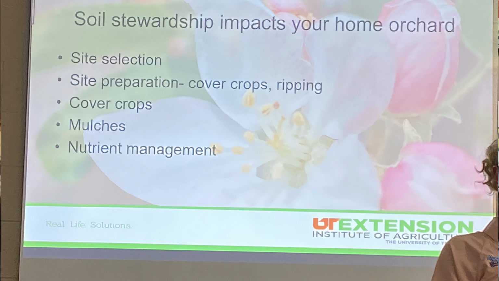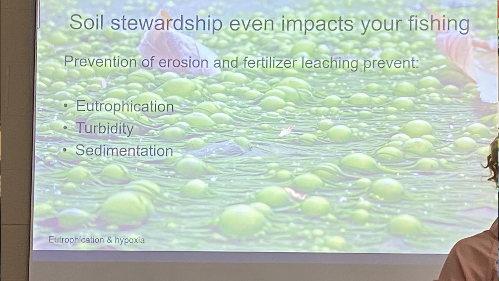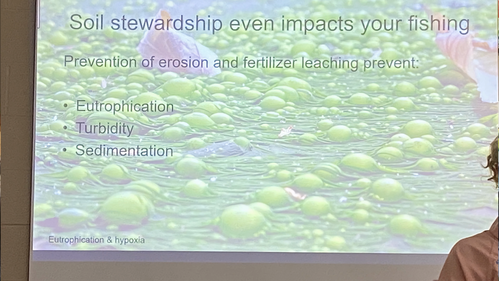Soil stewardship impacts your home orchard: site selection, site preparation, cover crops, mulching, and nutrient management. Soil stewardship even impacts your fishing: prevention of erosion and fertilizer leaching, preventing eutrophication, turbidity, and sedimentation.